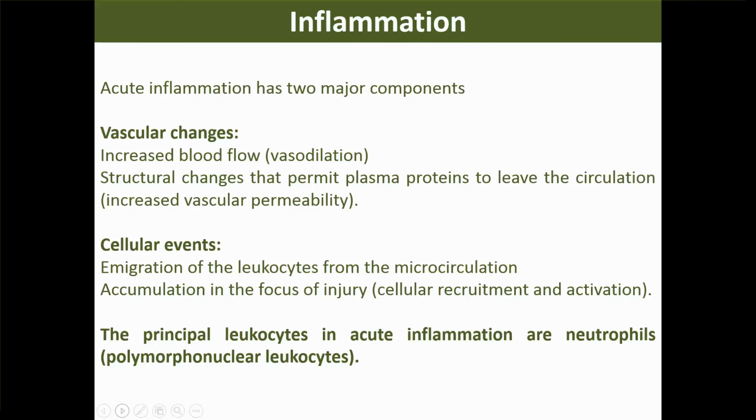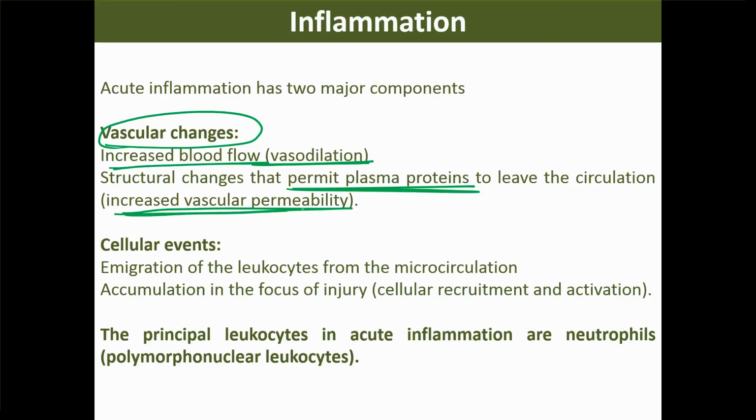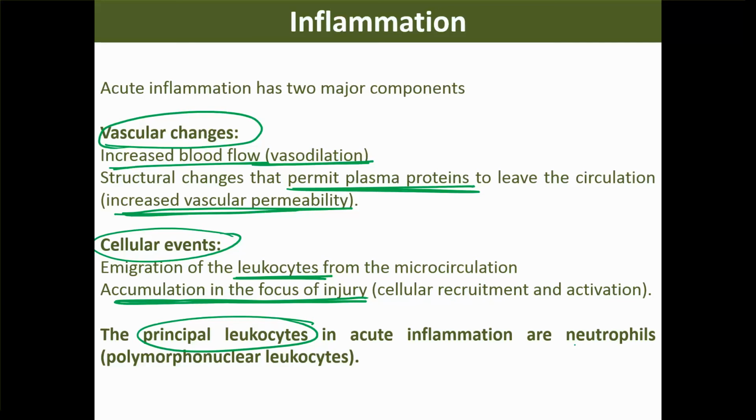The first step in acute inflammation is vascular change. There is increased blood flow because of vasodilation, and structural changes permit more plasma proteins to leave the circulation, which is called increased vascular permeability. The cellular events are followed by the vascular event, where the leukocytes escape out and accumulate in the area of injury. The principal leukocyte involved in acute inflammation is the neutrophil, also called polymorphonuclear leukocyte.